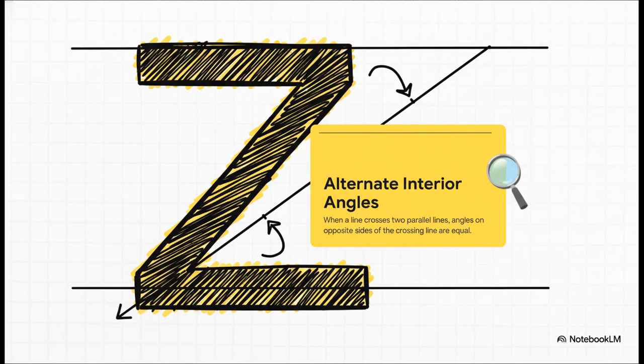Okay, first tool out of the box, alternate interior angles. You've probably heard this called the Z-angle rule, and that's seriously the easiest way to spot it. See how the diagonal cuts across the parallel lines? It makes a Z shape. The angles tucked into the corners of that Z are always equal. This is our first big clue.